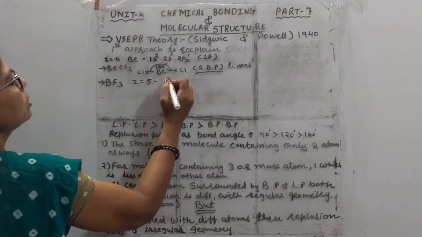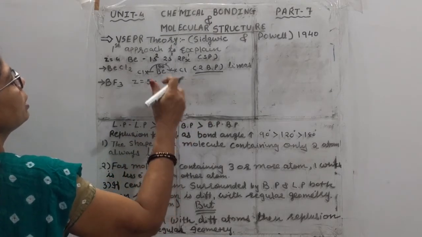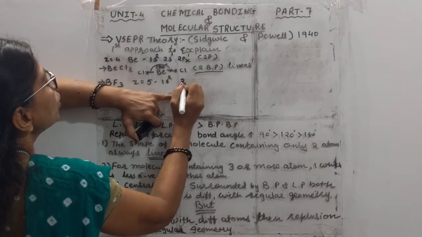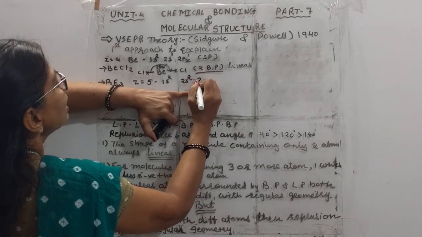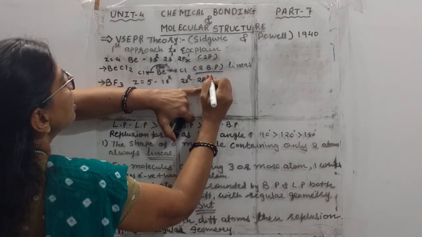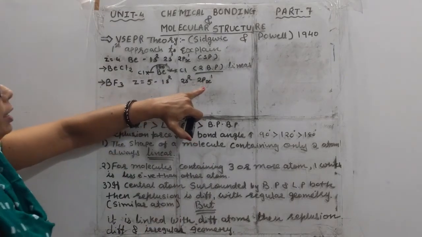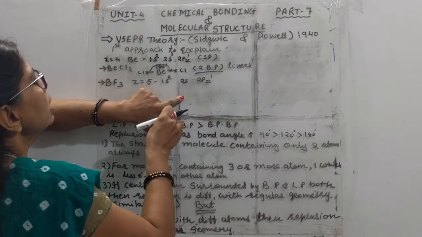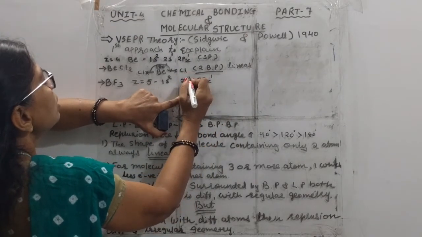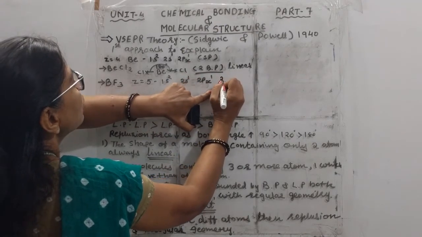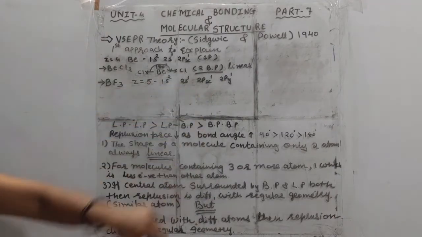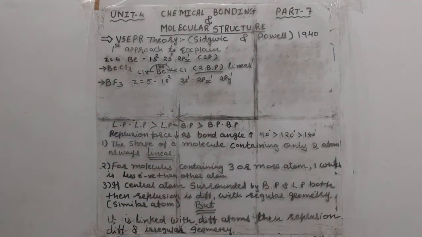So the configuration is 1s2, 2s2 and 2px1. Now this is the ground state, student. Now if we think about the excited state, then this s electron goes to the 2py. So here 2s1 and here you have 2py1. So this is the excited state geometry, and in that excited state here you have the hybridization.